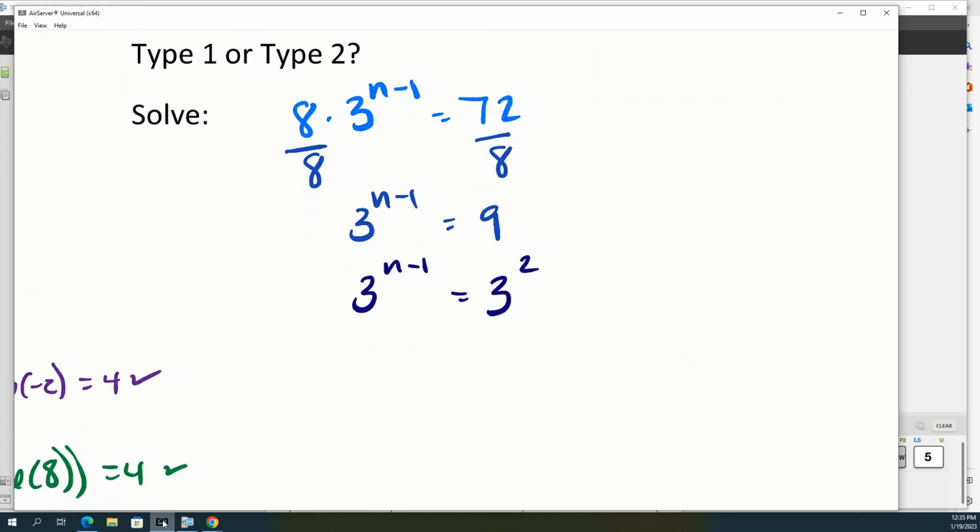All right, if you do it this way, now all we have to do is just set the exponents equal and then solve for n by adding 1. But if you write in logarithmic form, like I said, I promise you, you're going to get the same answer.